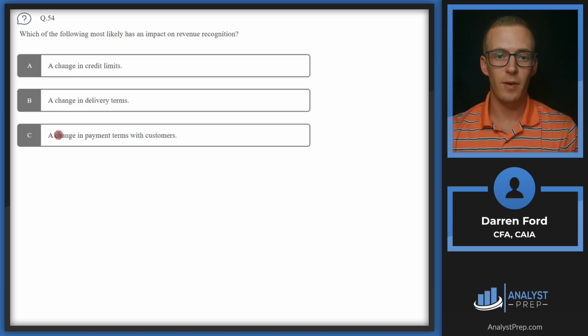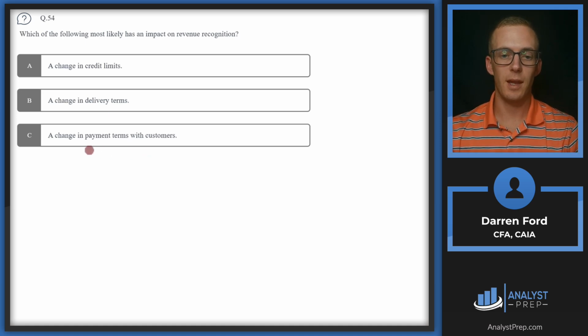Question 54. Which of the following most likely has an impact on revenue recognition? So we've got a change in credit limits, a change in delivery terms, or a change in payment terms with customers. So if you look at the answer on the AnalystPrep website, you'll get all the technical definitions of revenue recognition under GAAP and under IFRS. But in its simplest terms, revenue recognition is going to be when the work for which we've been paid is completed, or when the goods that we've been paid for are delivered. So with that in mind, it's essentially when the work is done.